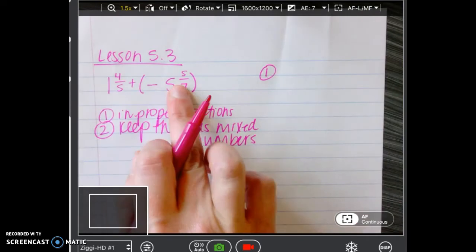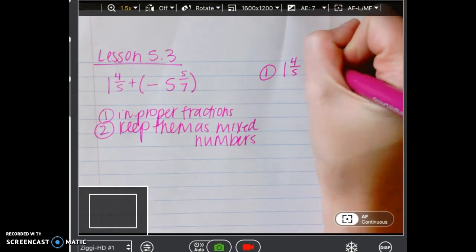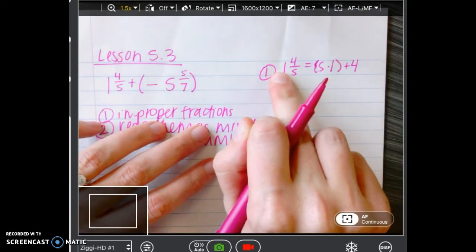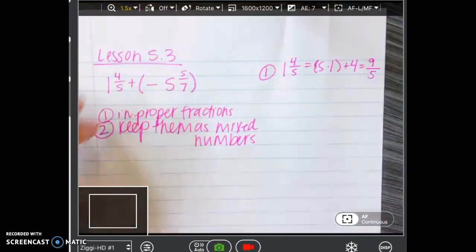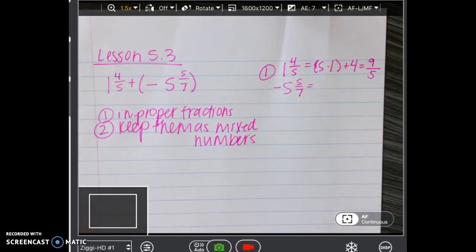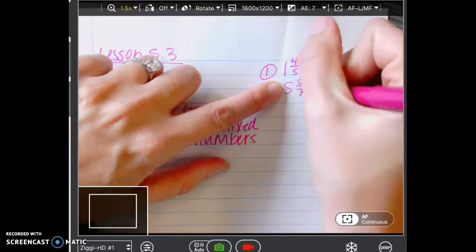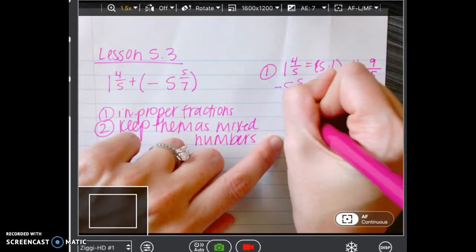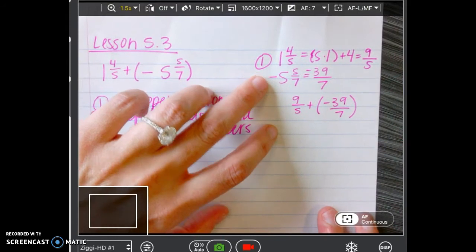So first, before I find a common denominator, I'm just going to find out what these are as improper fractions. So 1 4/5, I do 5 times 1, which is 5, and then I add 4 to get 9. My denominator stays the same, so this will be 9/5. Then I change -5 and 5/7 to an improper fraction. I ignore my negative and do 7 times 5, which is 35, plus 5 is 39/7, and then I add back my negative. So now I have 9/5 plus -39/7.